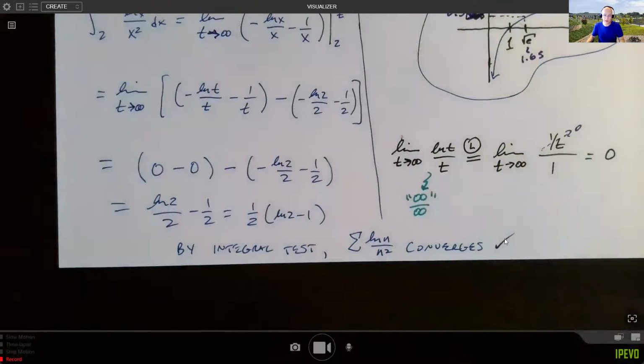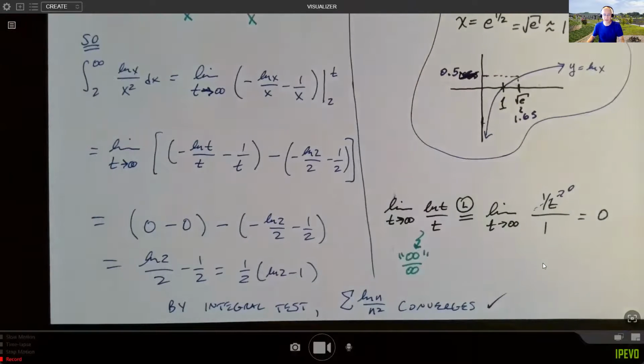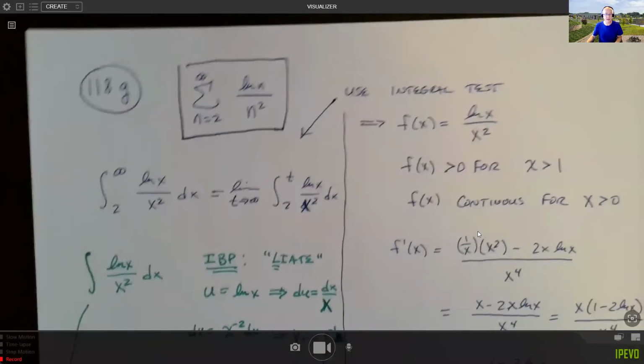So a lot going on. You can see sometimes we go back to doing our improper integrals and finding antiderivatives. So it kind of ties everything together. I hope this is helpful on this one, which is number 118G.